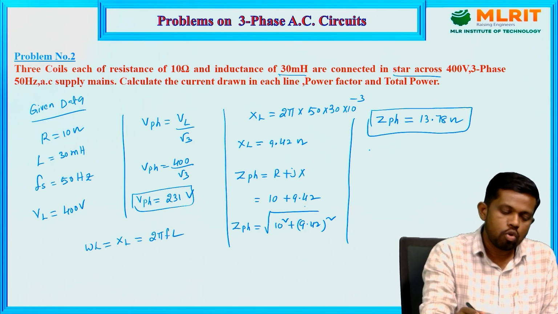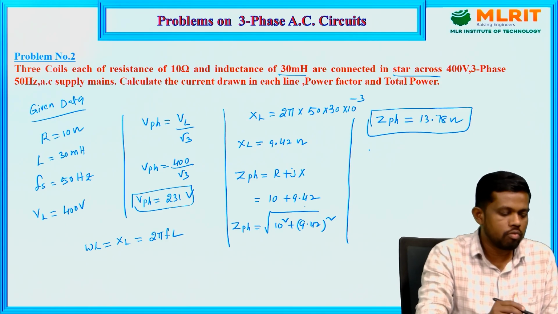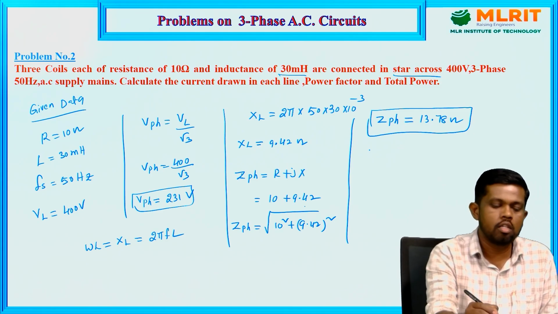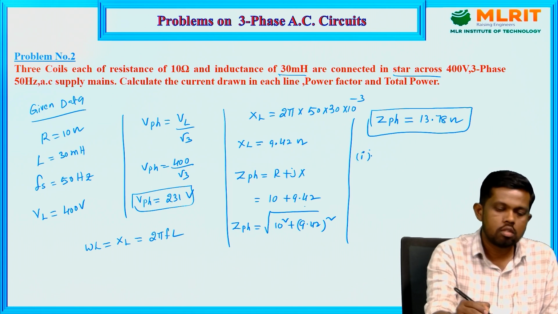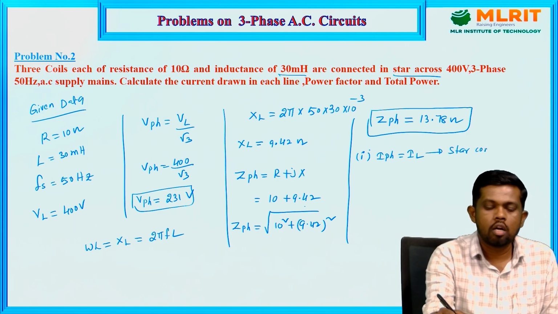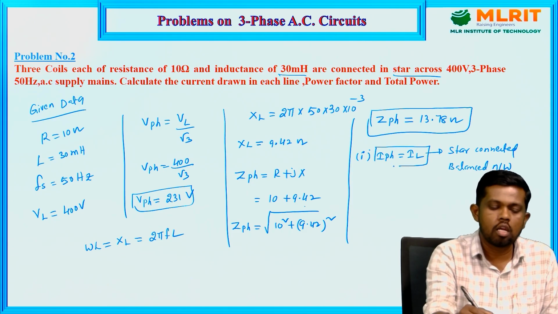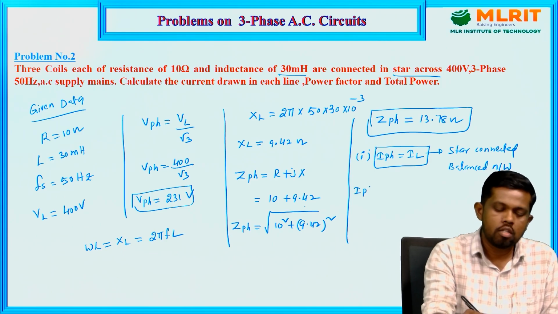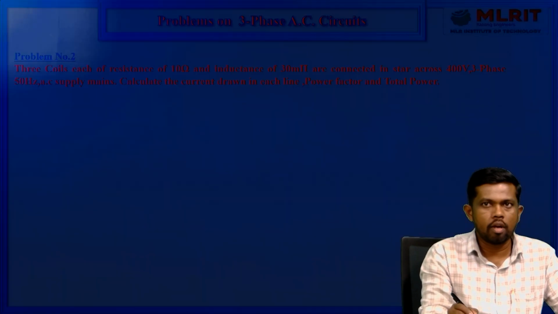Using all this, we need to get the I phase value, because we got the V phase and also the Z phase. Based on this, we get question number 1, indirectly, because I phase and I line are the same in a star connected balanced network. In a star connected balanced network, the line and phase quantities are equal. The formula is I phase equals V phase upon Z phase. After substituting these values, we will get the line and phase currents.